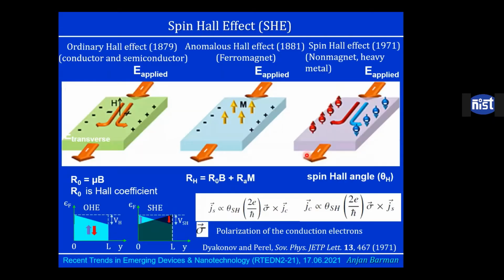Now, more on the spin Hall effect. In the ordinary Hall effect, R0 equals mu times B, where R0 is the Hall coefficient. In the case of the anomalous Hall effect, if you have a magnetic material, you have an additional magnetization-dependent term, Ra times M. Whereas in the spin Hall effect, you have primarily the spin to charge conversion. So they are quite different. I already described this term before.